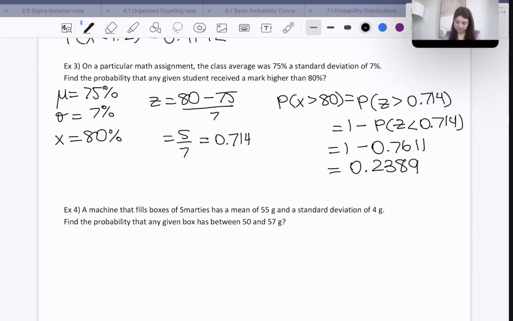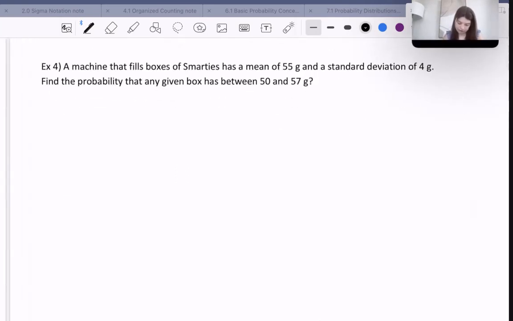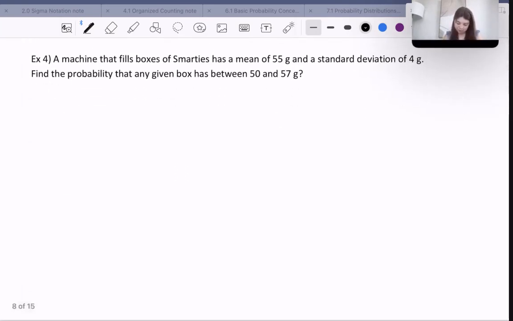Very good. All right, let's do one last example for today. This one says a machine that fills boxes of Smarties has a mean of 55 grams and a standard deviation of 4 grams. What is the probability that any given Smartie box has between 50 and 57 grams, right?